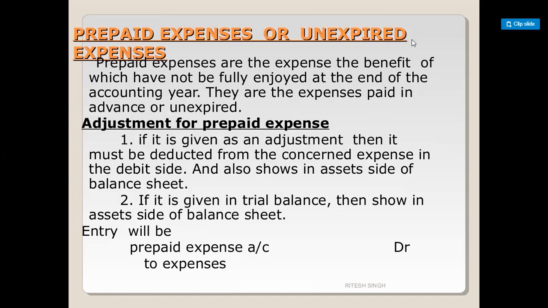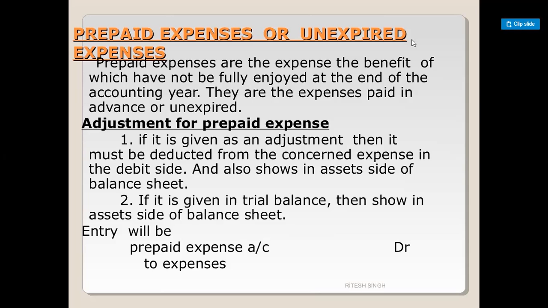The next important adjustment is prepaid expense or unexpired expense. Prepaid expenses are the expenses the benefit of which has not been fully enjoyed at the end of the accounting year. They are expenses which are paid in advance. For prepaid expense given as an adjustment, it must be deducted from the concerned expense on the debit side of the profit and loss account, and it is shown on the asset side of the balance sheet.